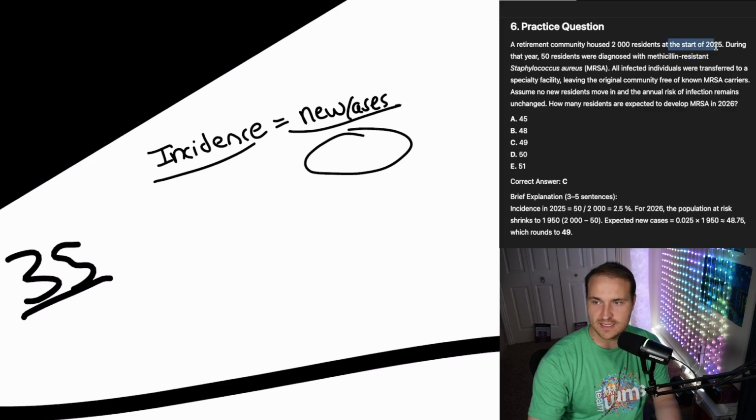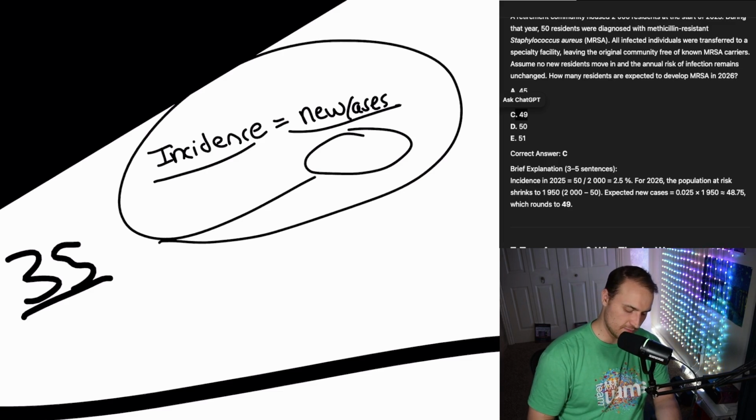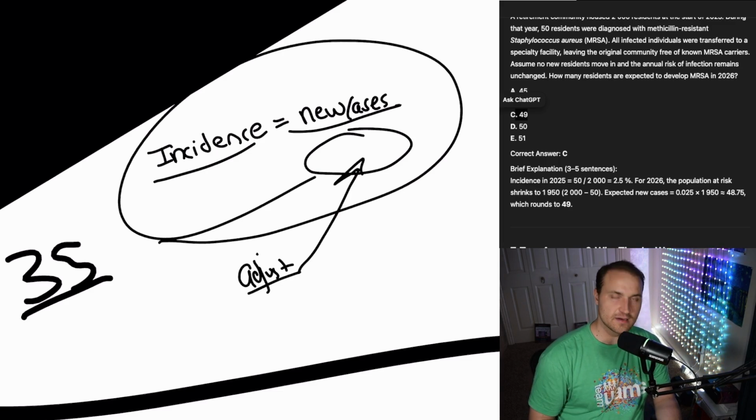So the incidence here in this practice question, 2025, in a retirement community housed 2,000 residents. Now we have 50 were diagnosed here, and so we change the denominator as well. If we keep that same rate, then we get 0.025 times 1,950, which is 48.75, rounding to 49. C. And so the only hard part about this problem is just adjust the denominator, change the denominator, and then you apply the incidence rate. That's it.